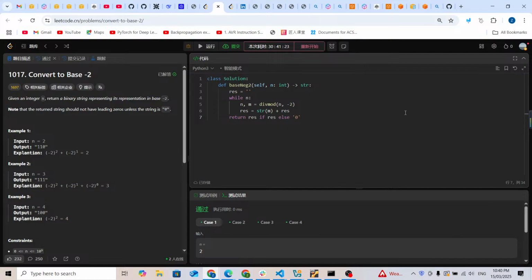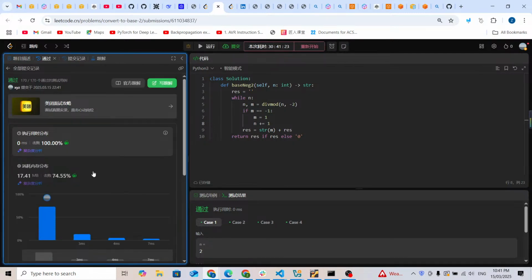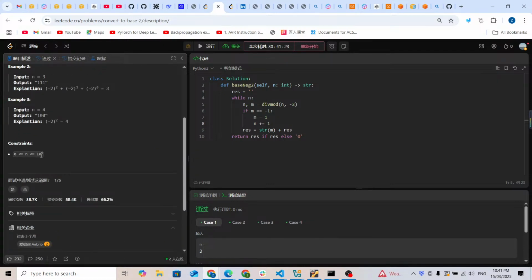Now from here, as I said before, what if this mod is equal to a negative 1? The first step is that we're going to turn this mod to a positive 1, and also update the value of x. Here this x is n, so n is going to plus equal to 1. Now let me run it and submit it to check if it works. As you can see, it works and it's pretty fast. The time complexity is just log n, where n is up to 10 to the power of 9.